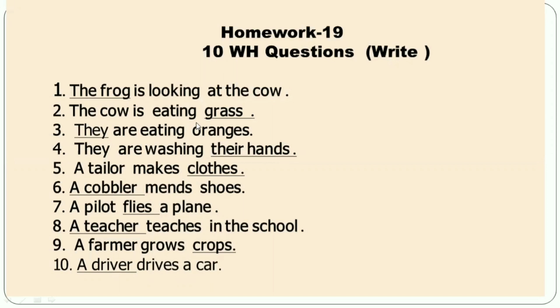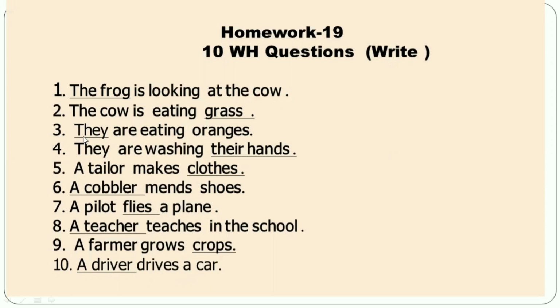Next one, the cow is eating grass. So the underlined word indicates a thing, then what will be used. So what, then auxiliary verb is, then the subject cow. What is the cow eating? And question mark.